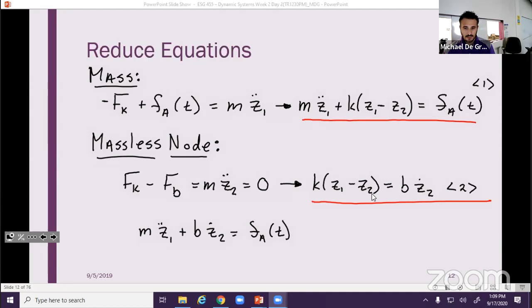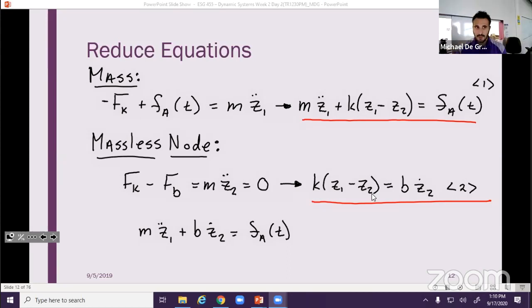Everybody cool with that? Feeling okay? I have a question, Dr. D. Yes, what's up? So how do you assume that Z2 is bigger than Z1? Why do you make that assumption?